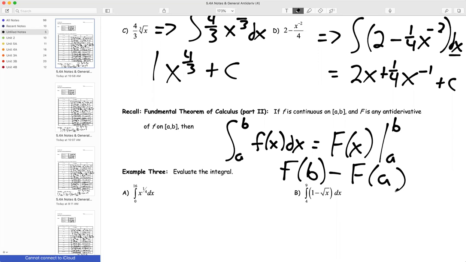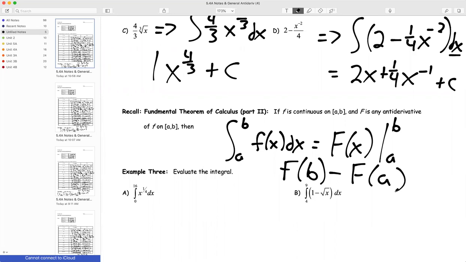So example 3 here says to evaluate the integral. I have the integral from 0 to 16 of x to the 1/4 dx. And let's think just for a second, okay? What am I finding here? Again, whenever I integrate, it's the what? It is the antiderivative, but I'm finding, think about our review yesterday. What were we finding with those integrals? It was the area under the curve.